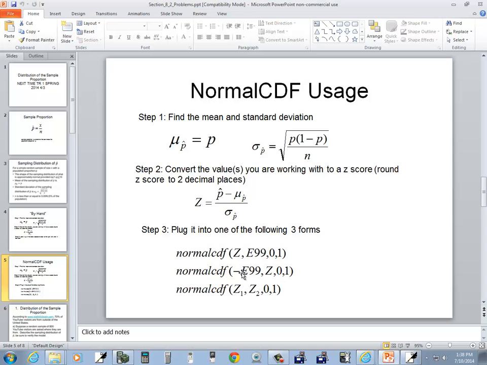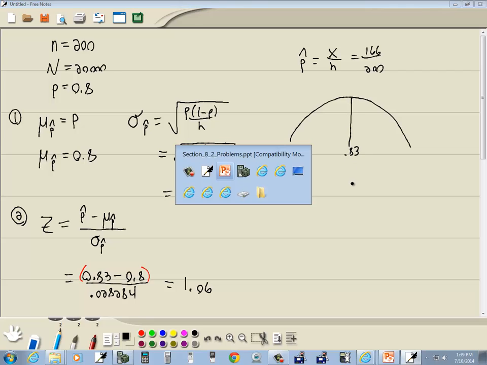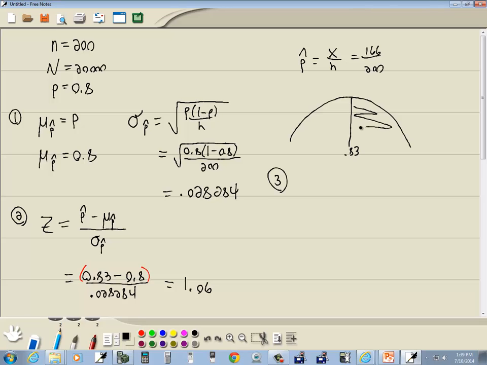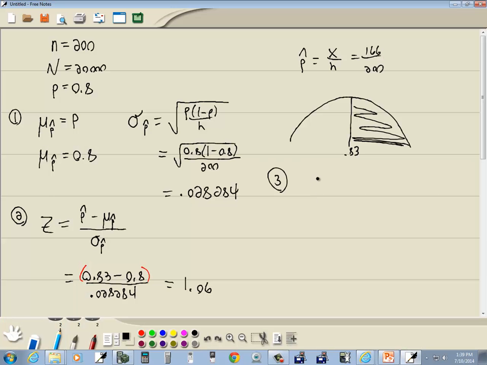Okay, back to our PowerPoint. Step 3 says plug in one of the following 3 forms. Well, if I think of what this is asking for, they tell us p hat is 0.83, and they ask what's the probability that p hat is greater than or equal to 0.83? Greater than or equal to means you shade to the right. These 3 forms you see here: this first one is when it's shaded to the right, the second one is when it's shaded to the left, and this last one is when it's shaded in between. So we're going to use our first form.